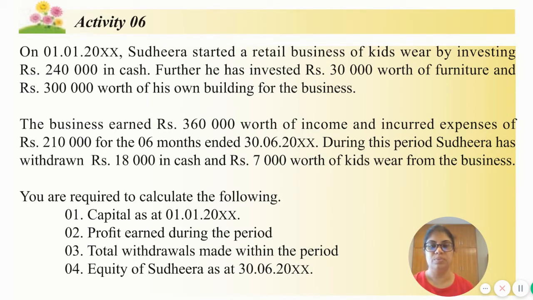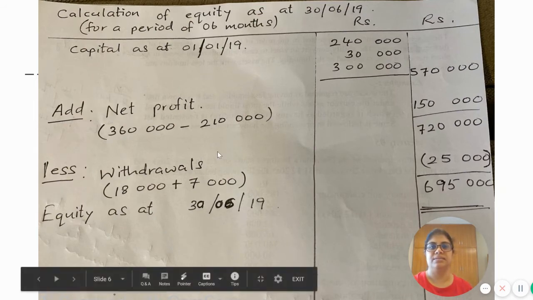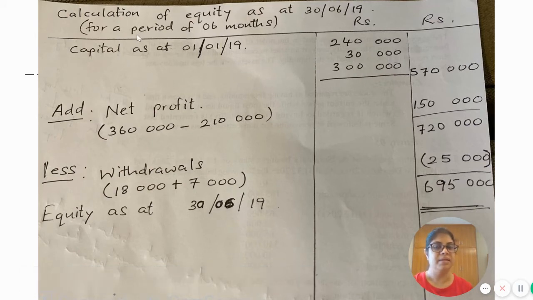So once you do the workout, it will be like this. Calculation of equity as at 30th June 2019. Remember, Sudhira has made the accounts for a period of 6 months. So it's very, very important for you to identify what the business is and what the accounting period is that they are going to consider. So as I told you, capital as at 1st January 2019 will be the total of cash, furniture and the buildings, which will come to 570,000 rupees.